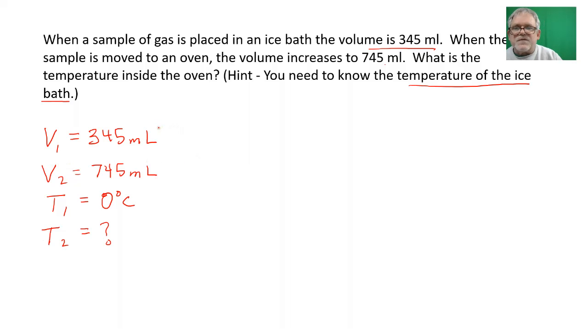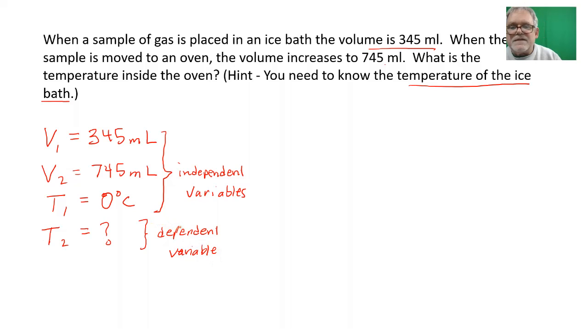Okay, now notice these first values, we call those the independent variables. Those are the variables that are given in the problem statement. And then the unknown variable is called the dependent variable. The value of the dependent variable depends on the independent variables. Okay, so we have our variables.